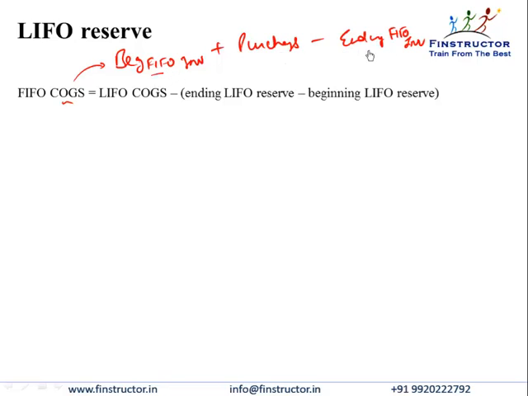Now we know that the beginning FIFO inventory is nothing but the beginning LIFO inventory plus the beginning LIFO reserve, and the ending FIFO inventory is nothing but the ending LIFO inventory plus the ending LIFO reserve. So if we substitute the inventory formula from the previous slide, we'll be able to easily derive that the FIFO cost of goods sold would be the same as the LIFO cost of goods sold minus the ending LIFO reserve plus the beginning LIFO reserve.